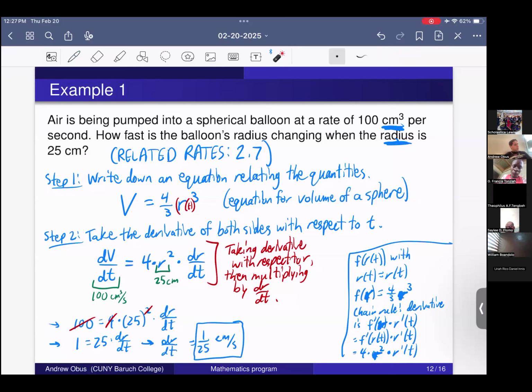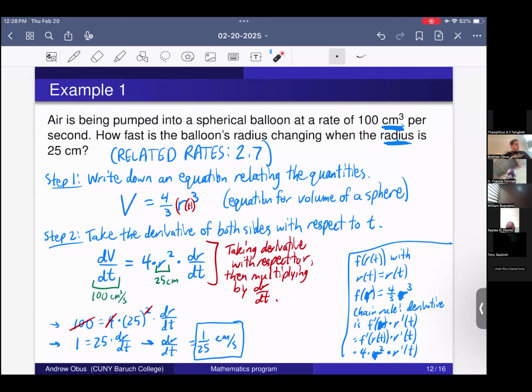Okay, so that means that even though the volume is changing pretty fast, 100 cubic centimeters per second, the radius is actually increasing very slowly. It's increasing only at 1/25 of a centimeter per second. And that's probably good, because if the radius increases too fast, then maybe you're going to pop the balloon. So this tells us that if you have a pump which is pumping a certain amount of air that you can measure, then you can understand how that's going to translate into how the radius changes.